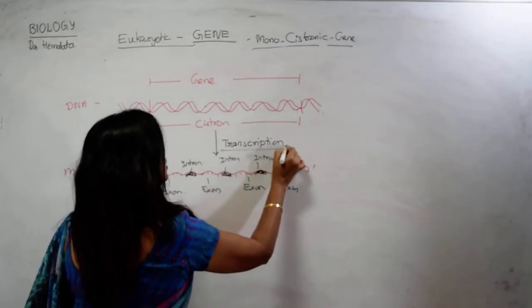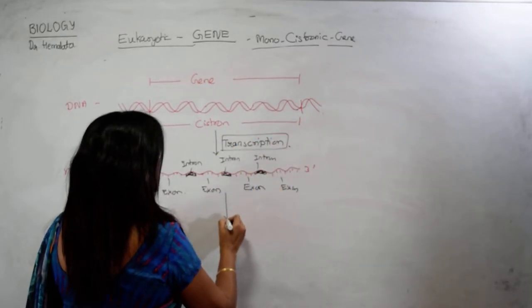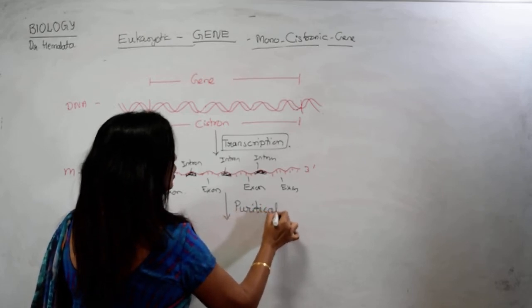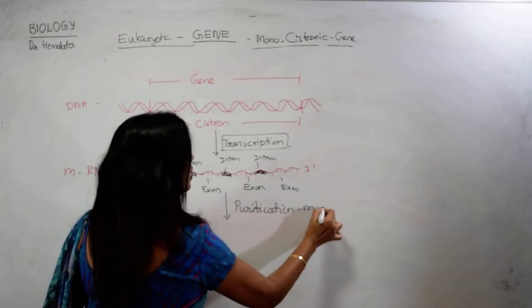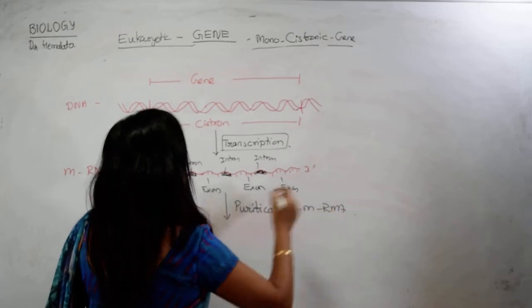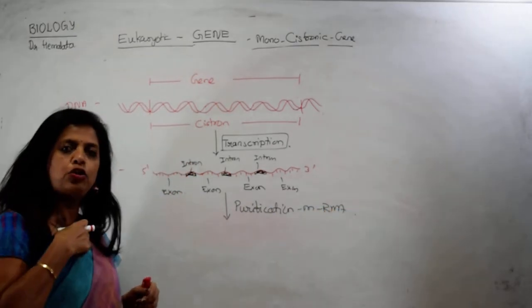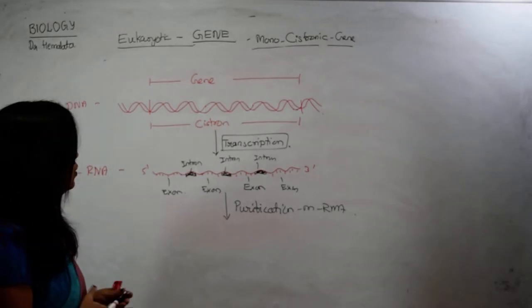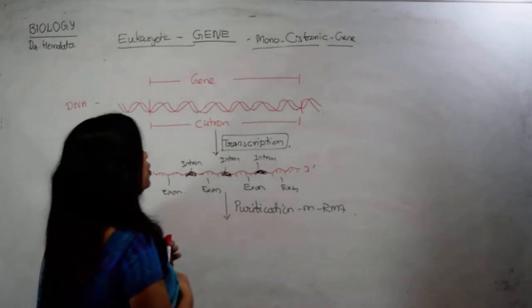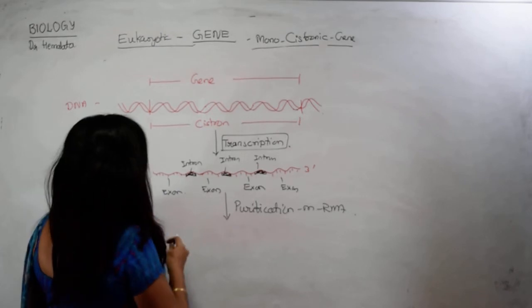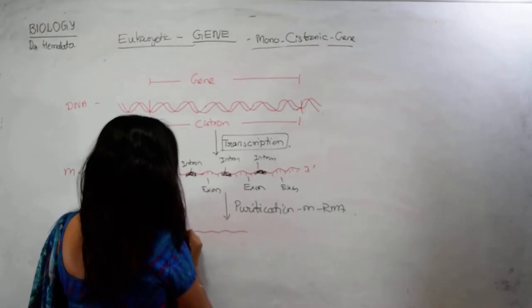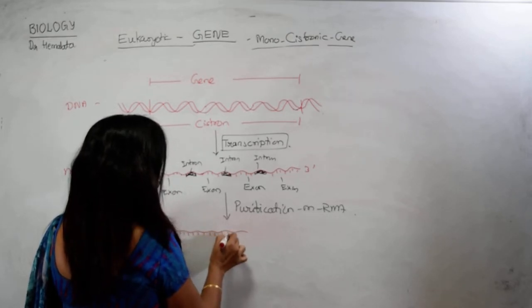After transcription, it will undergo modification. There is something called purification happening. Purification of mRNA happens, in which all these introns are cut and exons get joined. It is called exonuclease activity. So now, if the introns are cut and removed, the exons will get joined. This will become a smaller mRNA. This is called the purified mRNA.